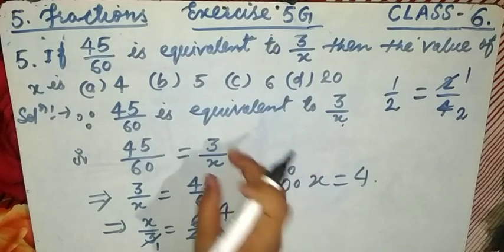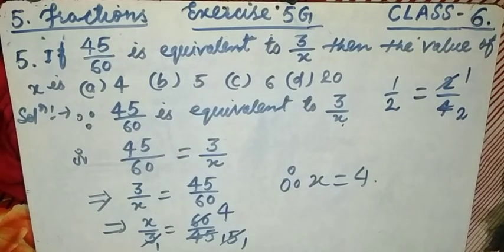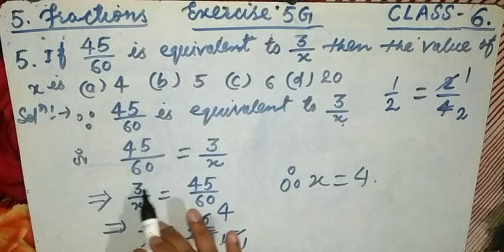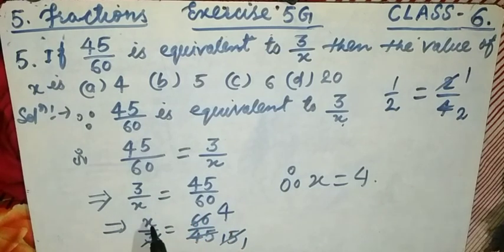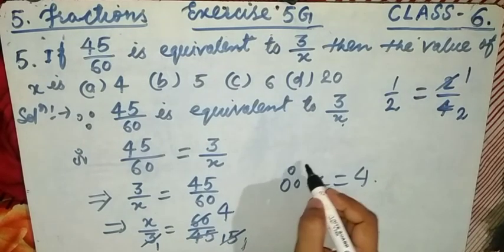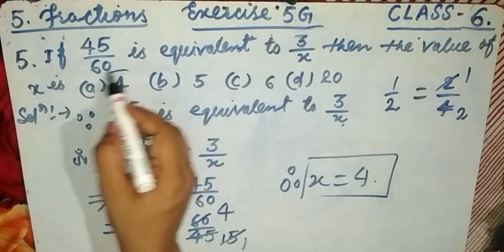Now we have already written the left hand and right hand side, it doesn't matter. Now reversing, we are taking the reciprocal of 3 by x. Reciprocal of 3 by x is equal to x by 3, and the reciprocal of 45 by 60 is equal to 60 by 45, means the numerator goes to the denominator and the denominator comes to the numerator. This could be written as x by 3 equals 60 by 45. Now 3 1s are 3 and 3 15s are 45, and 15 1s are 15 and 15 4s are 60. So x is equal to 4. This is your final answer, means option number A is correct.